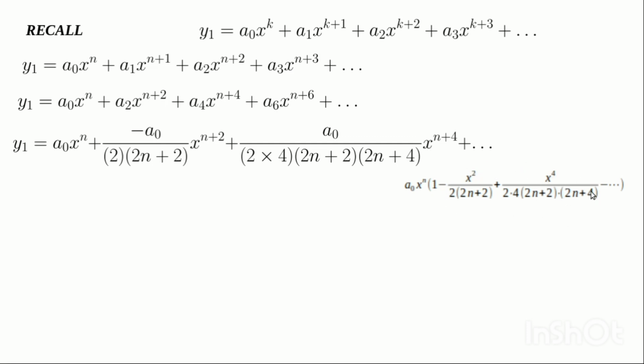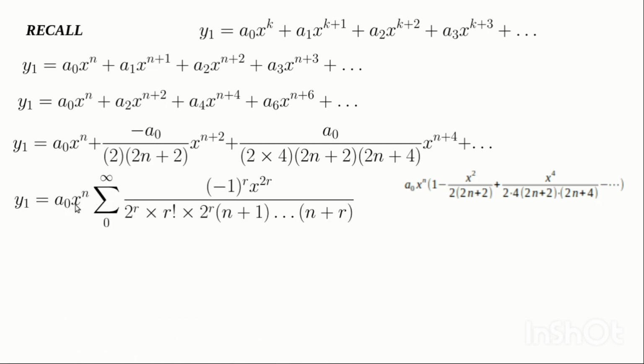Now we can generalize this term by using a summation and re-express it in terms of the nth term or the rth term, and that gives us A naught x^n summation of this expansion. So if you notice, this one represents the rth term. So we can see that from here, if r is 0, we end up having here to be 1. If r is 1, we end up having this particular term.